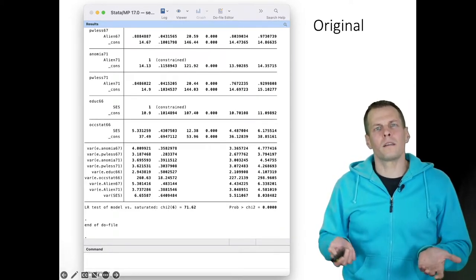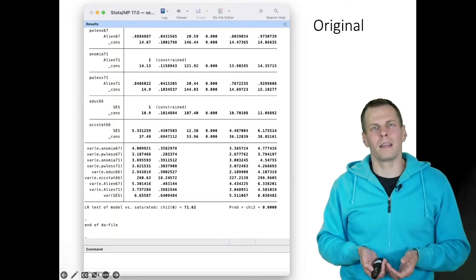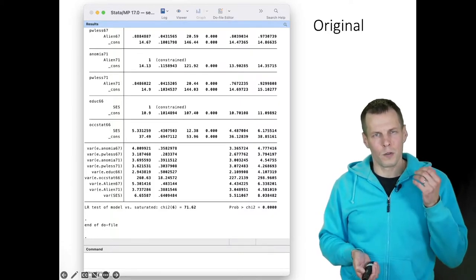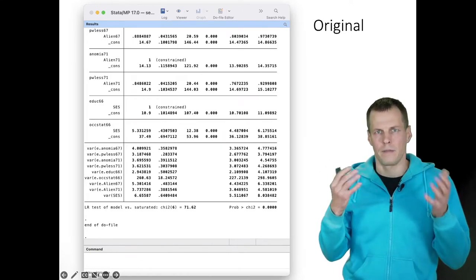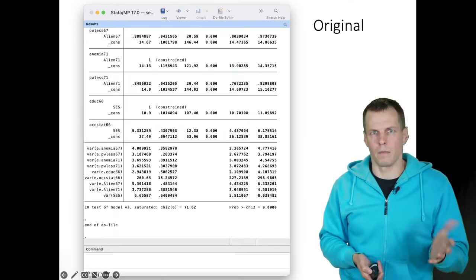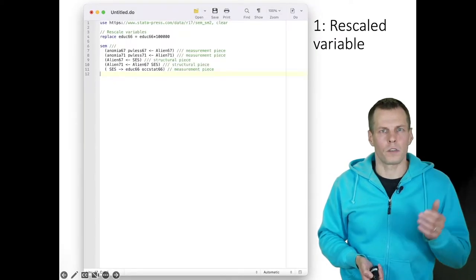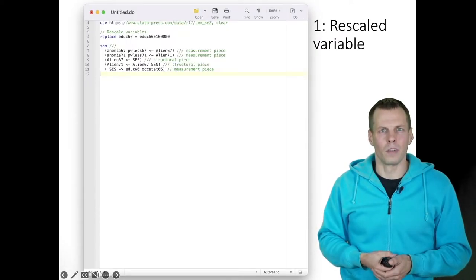So how do we break it? How do we make it not converge? I'll show you 7 different ways. I could probably come up with more, but these are the 7 that I came up with in an hour or two. First, rescale a variable.